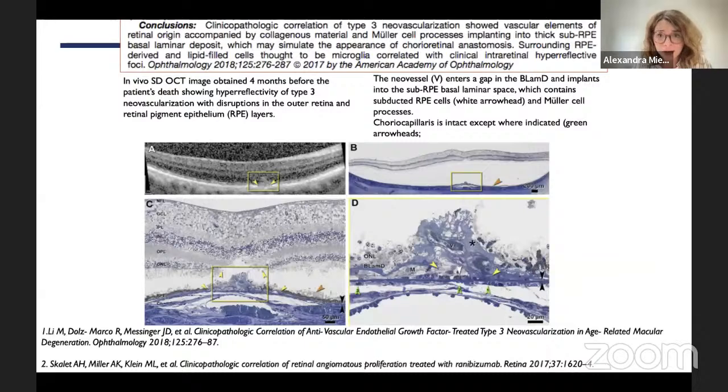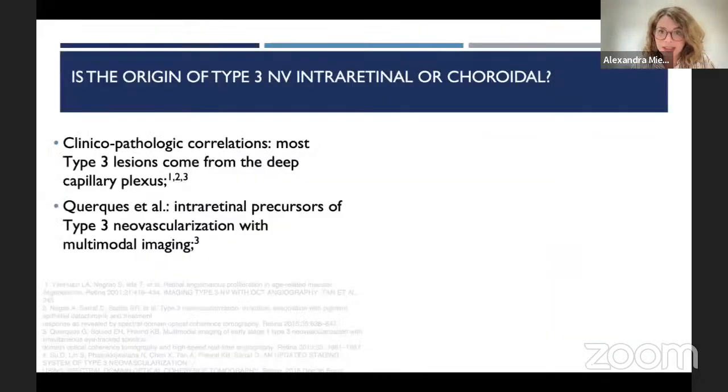And in this article from Christine Curcio and her team, they have shown very nicely that in type 3 neovascularization, there are vascular elements of retinal origin with collagenous material and Mueller cell processes that will implant into the thick sub-RPE basolaminar deposit, which may stimulate the appearance of this intraretinal complex. However, what is very important in this clinical pathologic study is that the choriocapillaris and very often the Bruch membrane are completely intact. So to the question, is the origin of type 3 neovascularization intraretinal or choroidal?